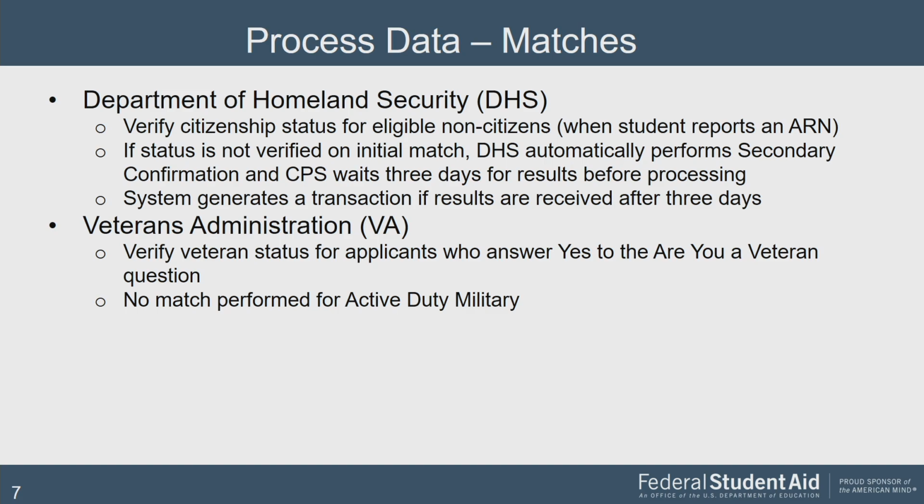We only send records to DHS for students who identify that they're an eligible non-citizen and provided their alien registration number. And we match against their system. If we get a good match back, we provide that information on the student aid report.